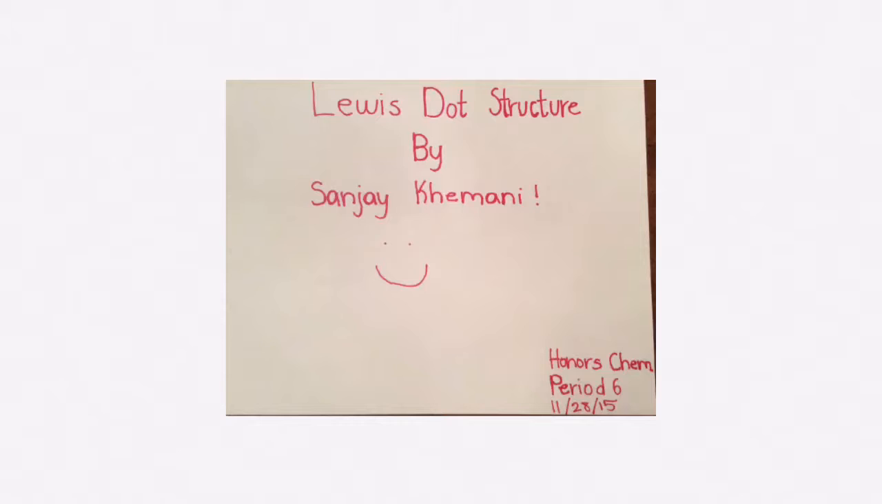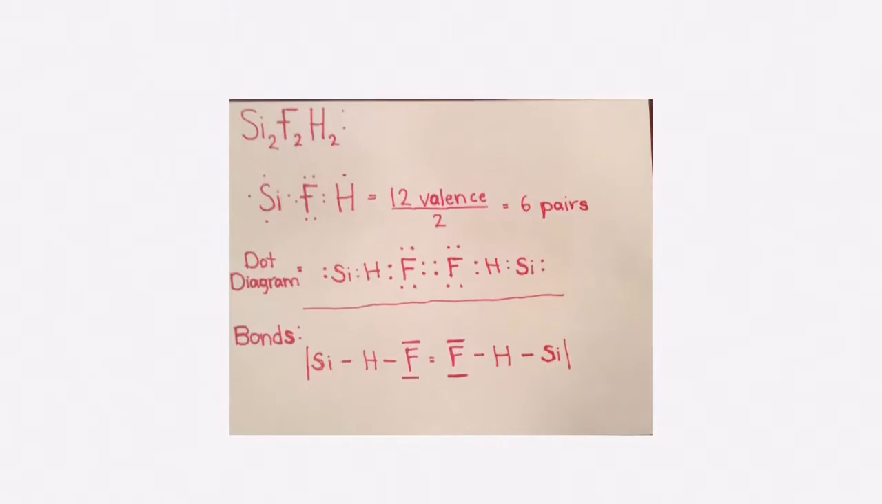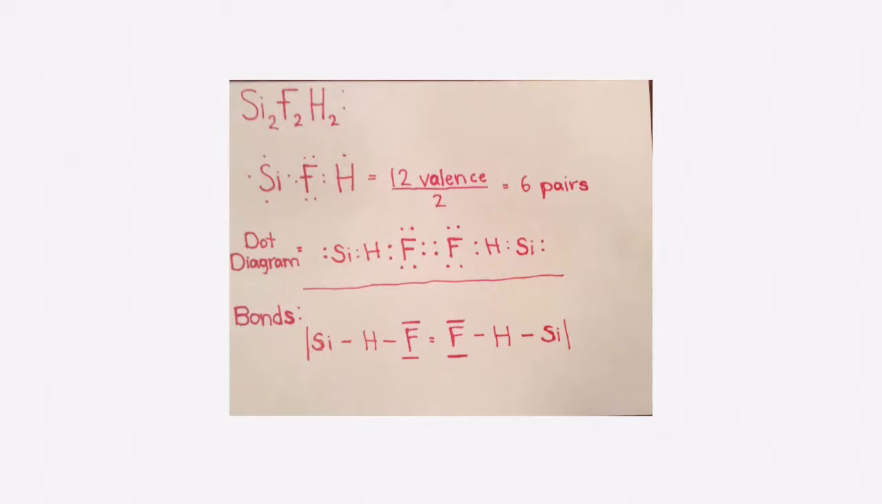Today, we will be illustrating two elements using the Lewis dot structure. We will be illustrating these following elements. This covalent molecule is Si2F2H2. The polyatomic ion is MnO4 to the -1 charge. Today, we will illustrate the Lewis dot structure using Si2F2H2.